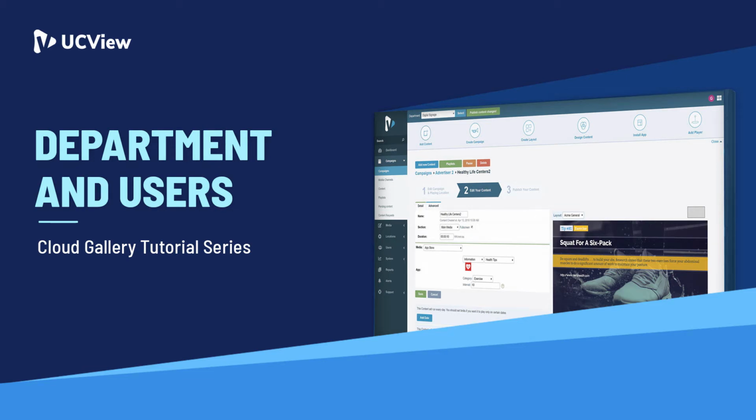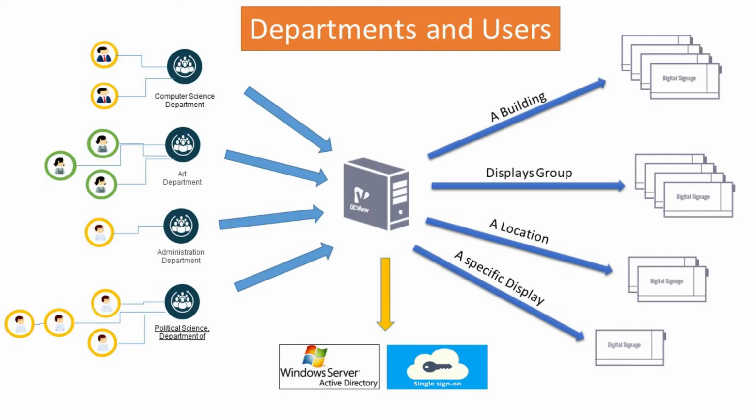How to create and manage departments. UCView's Departments and Users allows you to create a security hierarchy in your organization. UCView Departments is equivalent to the security group in your Windows network and Active Directory.